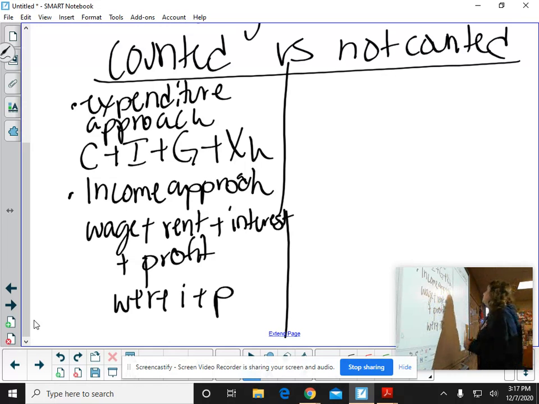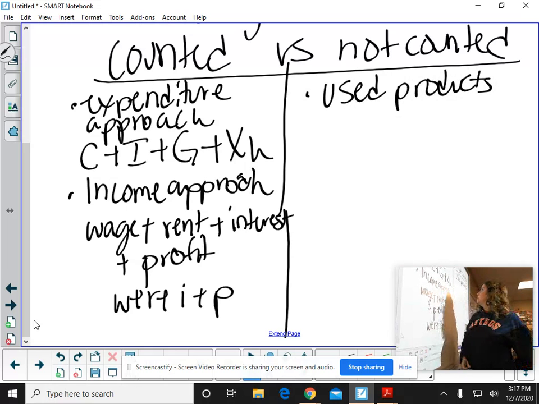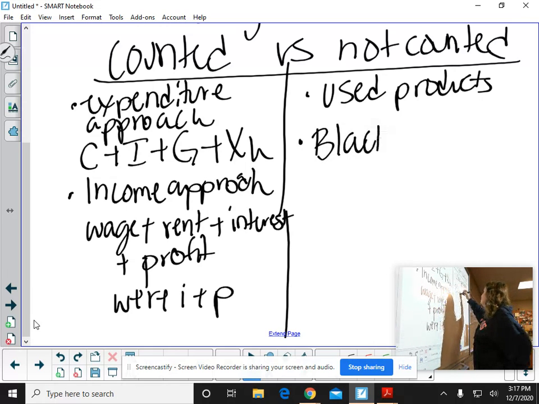Things that are not included in GDP. Well, used products. Used products are not counted towards GDP because they were counted when they were new, and we're not going to keep counting the same products over and over again. They only get counted once when they were new. What's also not counted is black market activities.